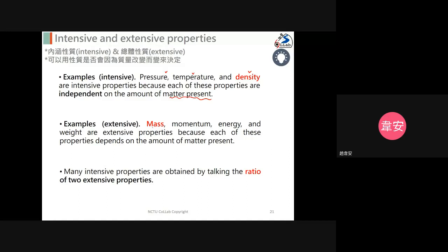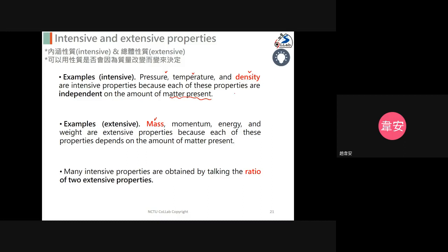And extensive properties are the mass, momentum, and energy, which depend on the amount of matter present. So I pick two properties: first is density and the second is mass. What is intensive? It is independent of the amount of matter present.